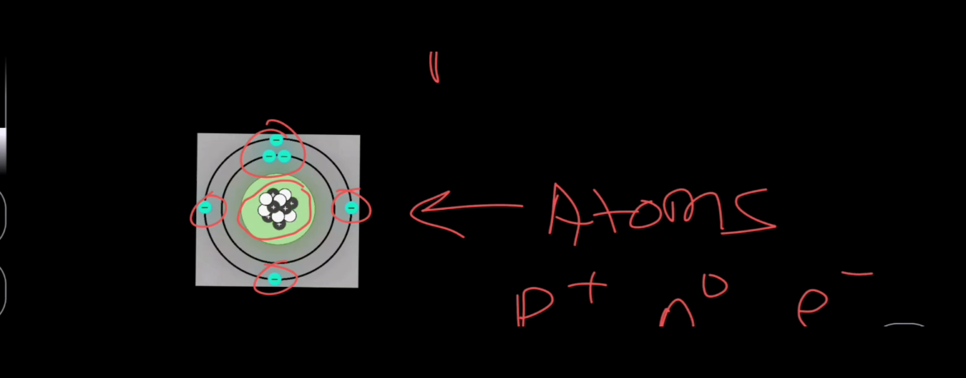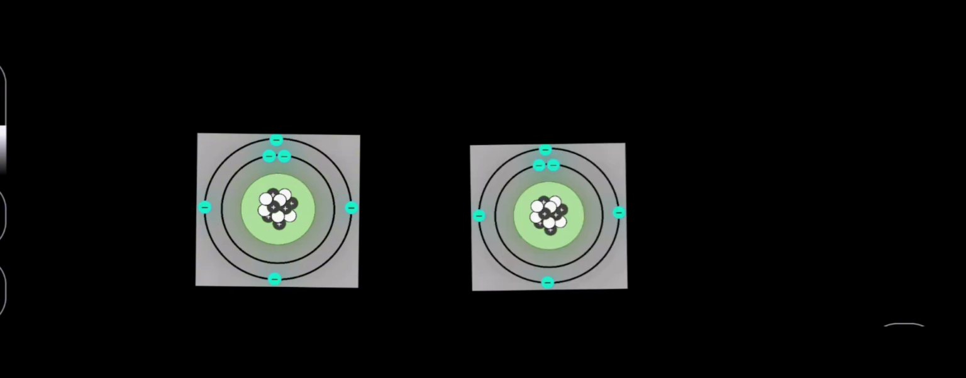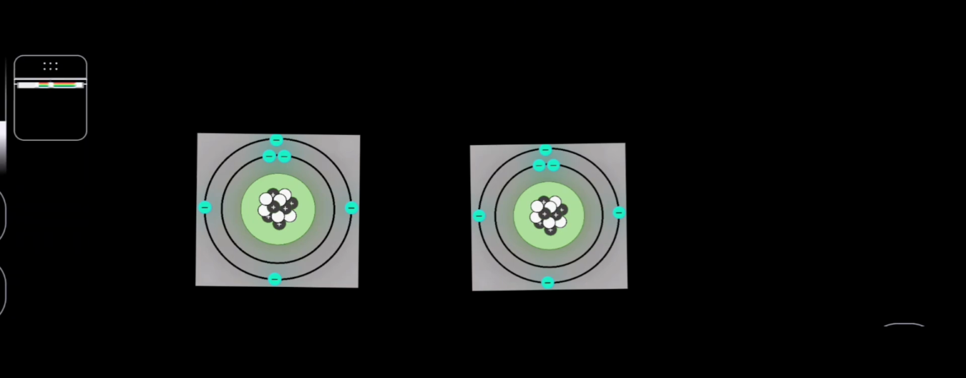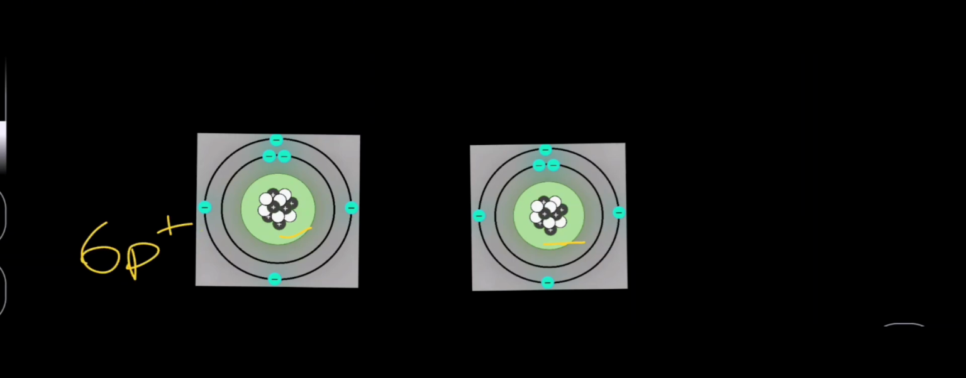So today I'm going to be doing a deep dive into these things called atoms and why they're so fundamentally important in chemistry. Okay, so I have 2 carbon atoms right here, and the reason why these are carbon atoms is because they have 6 protons in their nucleus.